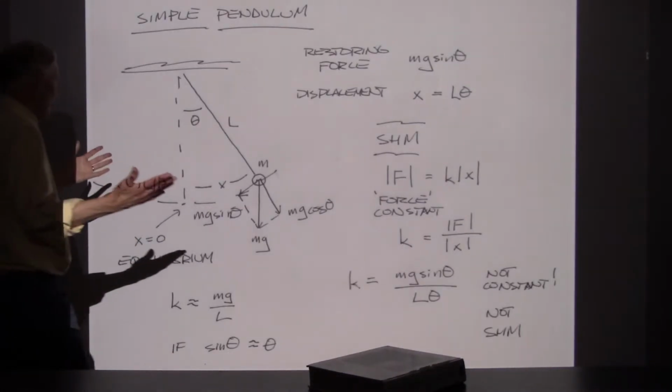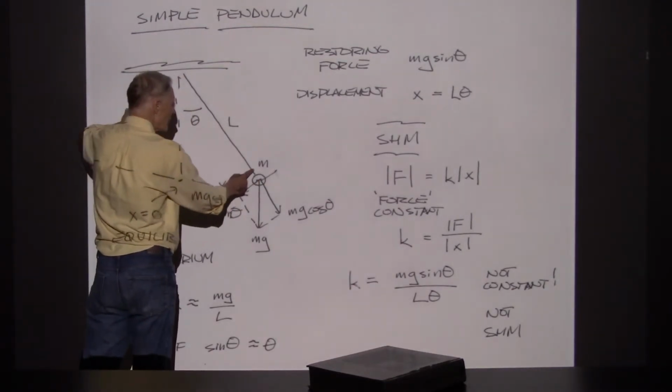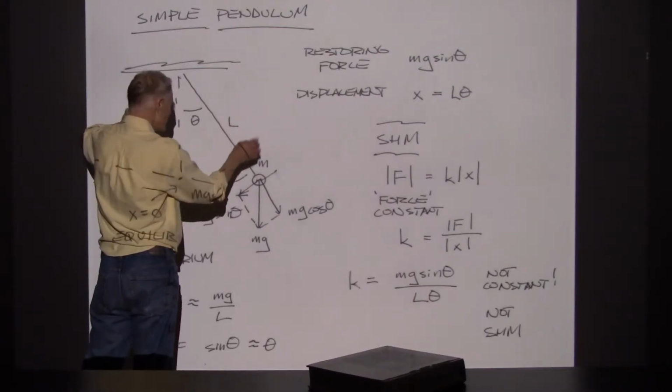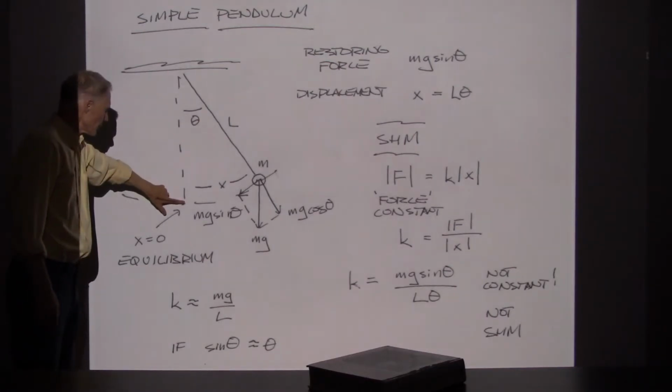Here's my drawing. Here's the gravitational force. Here is mg sine theta. Here is mg cosine theta. I guess I didn't bother to get the tension. I should have put it in there. Put the tension inside here. Here's where the equilibrium is.